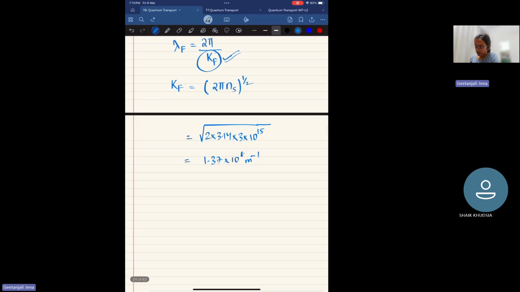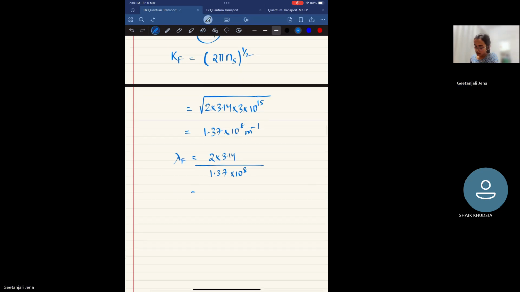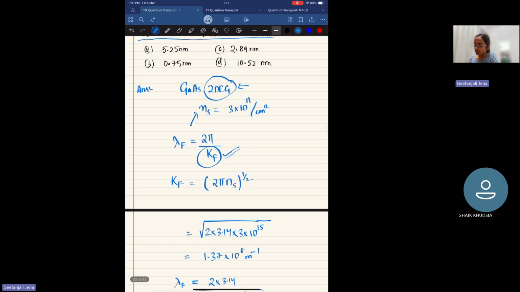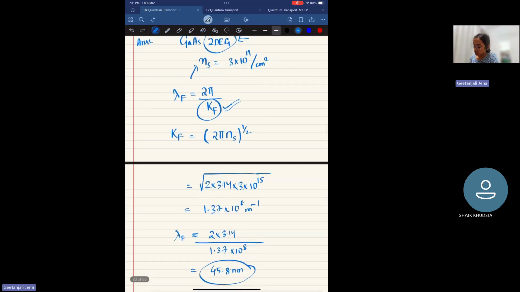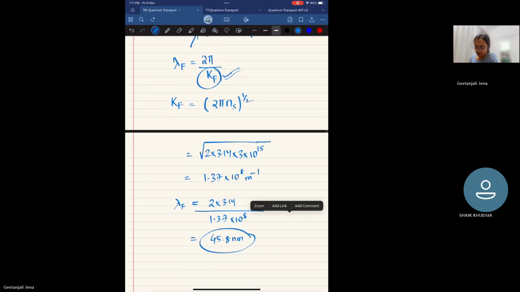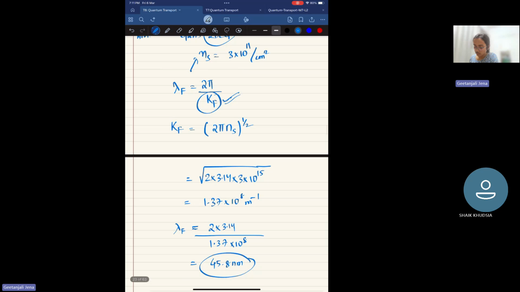So we know kF, and lambda F now will be 2 pi divided by 1.37 times 10 to the 8. And if you calculate it, it will come around 45.8 nanometer. So the answer for this is... one minute.